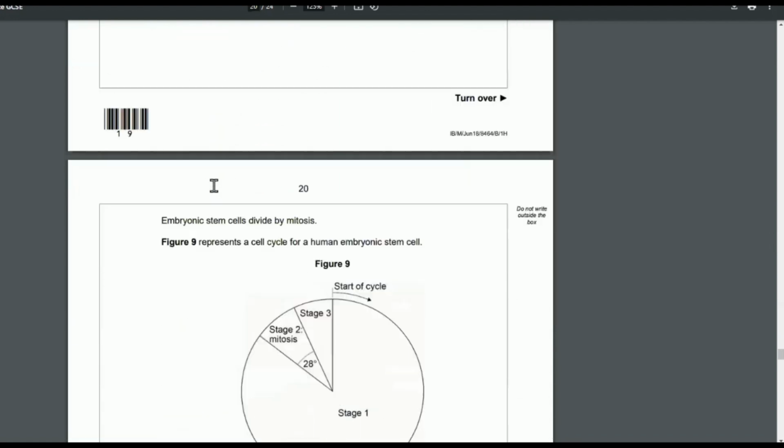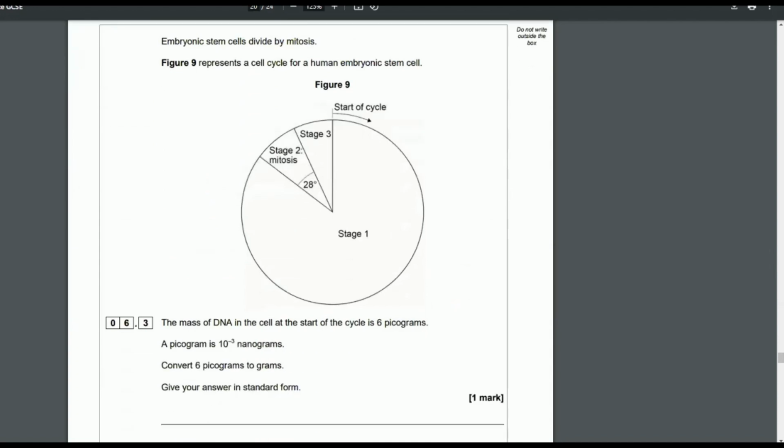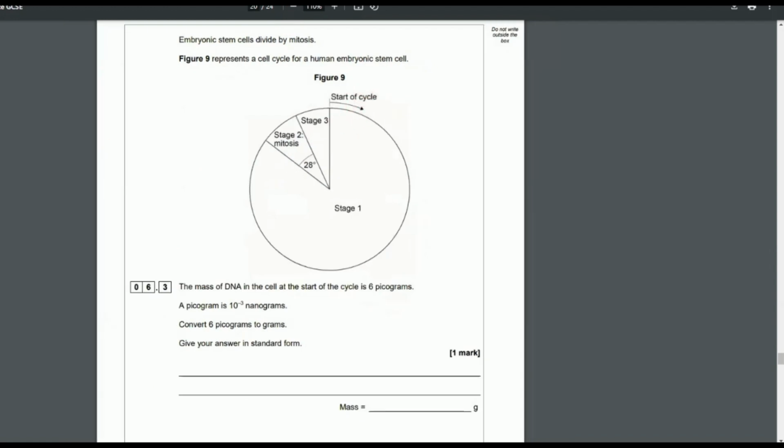Right. Let's zing down. Embryonic stem cells divide by mitosis. Figure 9 represents a cell cycle for a human embryonic stem cell. So we've got the start of the cycle, stage 1, all the way around, stage 2, mitosis, stage 3. The mass of the DNA in the cell at the start of the cycle is 6 picograms. A picogram is 10 to the minus 3 nanograms. Convert 6 picograms to grams. Give your answer in standard form.